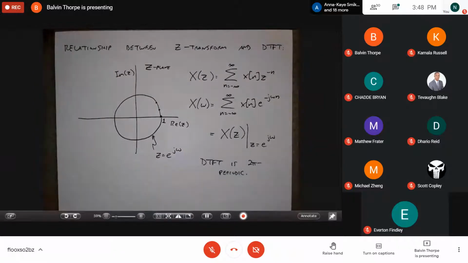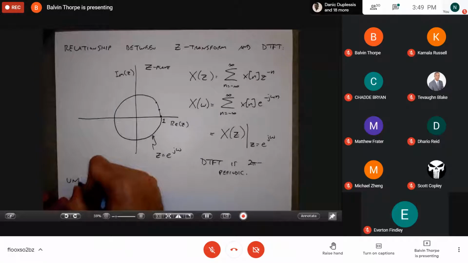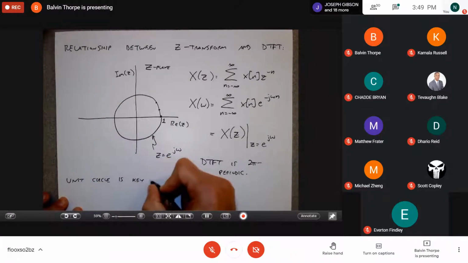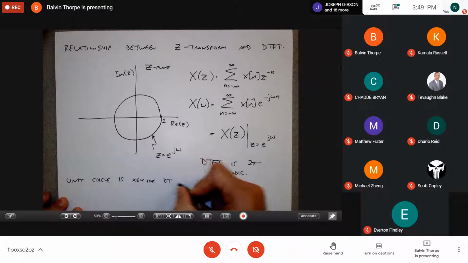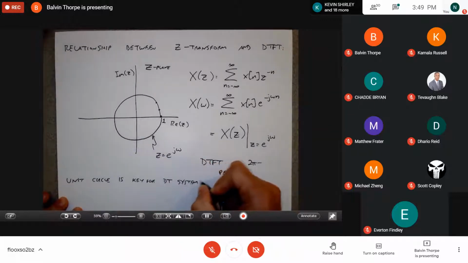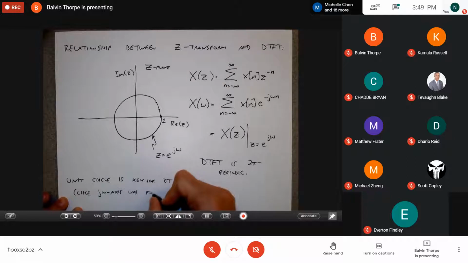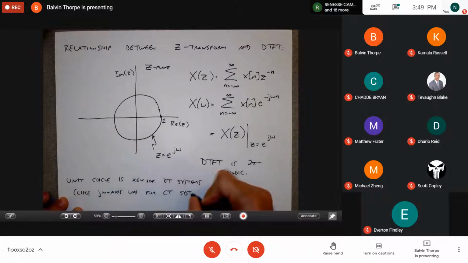So I'm not going to talk about Laplace too much, other than to say that just in the same way that the j omega axis, the imaginary axis, played a big role in analyzing continuous time systems, the unit circle plays a big role in analyzing discrete time systems. So the unit circle is key for discrete time systems, like the j omega axis was for continuous time systems.